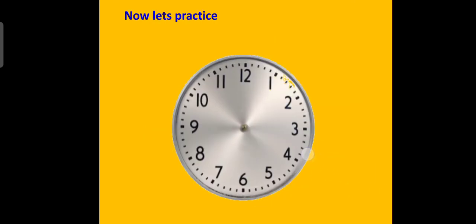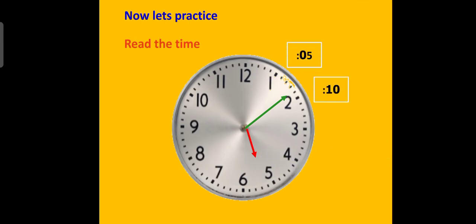Now let's practice together. I will give you the clock and the arrows, and you will give me the reading by digital clock. The long arrow stopped on which number? It stopped on 2. So how many minutes? Let's count by 5: 5, 10 minutes. And how many hours? The short hand is on which number? On 5. So the time will be 5:10.